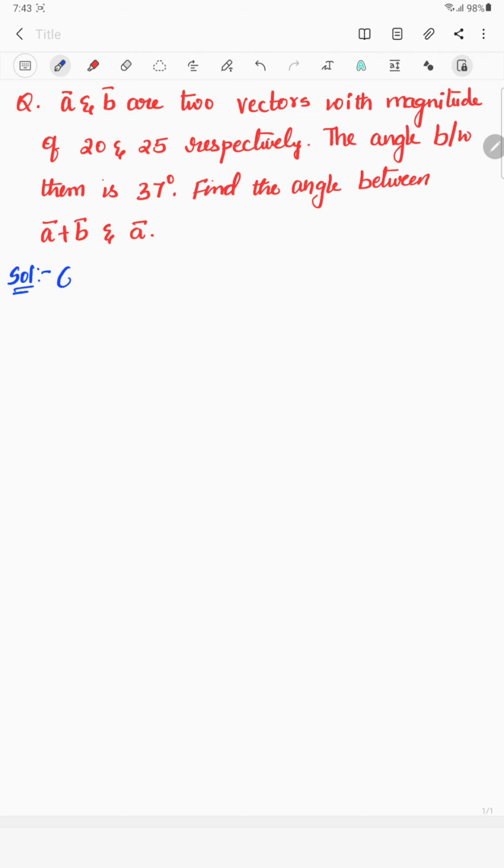Now just write down the given data. So what they have given to you: modulus of A bar is given as 20 and modulus of B bar is given as 25, and the angle between A bar and B bar is given as 37 degrees. Now try to depict this in diagrammatic form. You can take the application of the parallelogram law of vector addition.